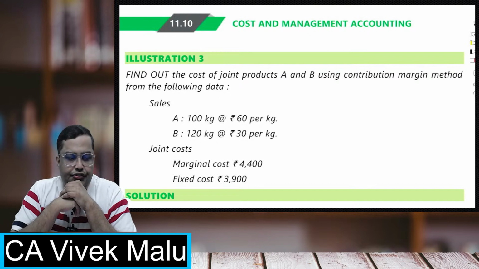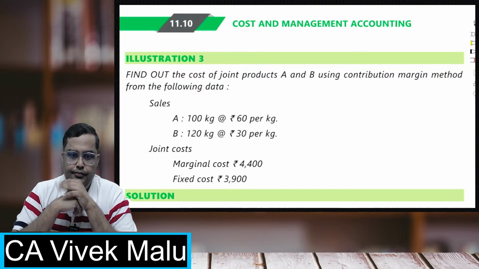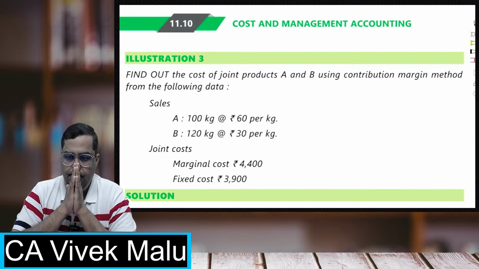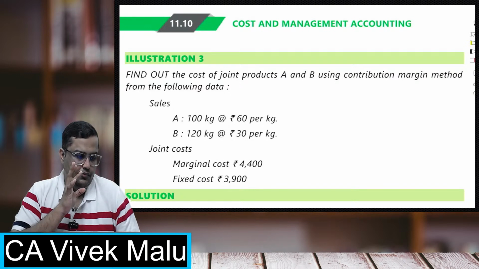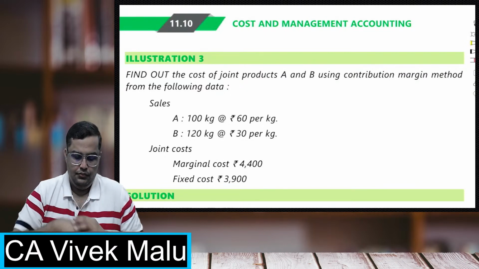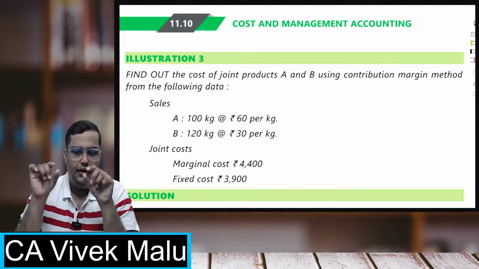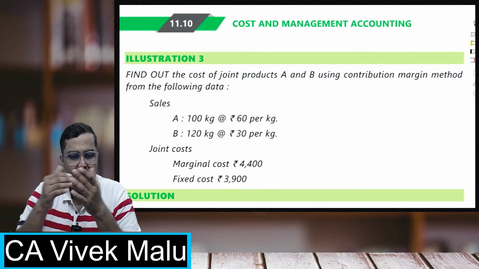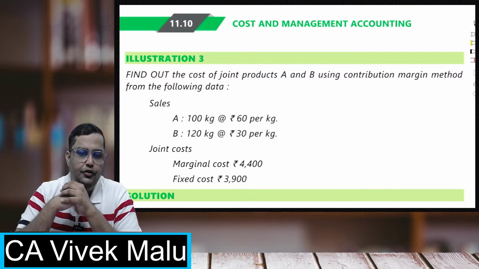Come on, students, do calculate fast. Write down the sales less variable cost in the ratio of quantities. So this 4400 is divided in the ratio 100 kg to 120 kg. And after that, you will get the contributions and divide this fixed cost in the ratio of the contributions.